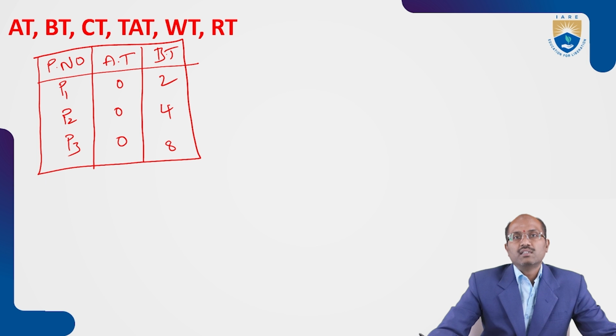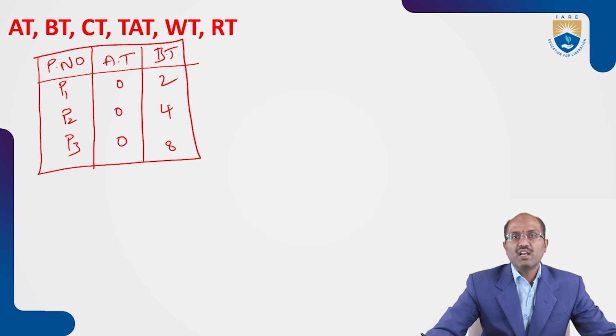Okay students, this is the problem. There are processes P1, P2, P3. Their arrival times are 0, 0, 0. Their burst times are 2, 4, 8. Now these processes start executing. Let me draw the Gantt chart.